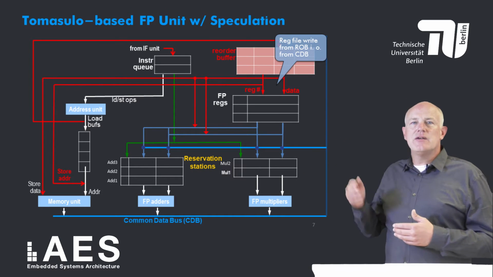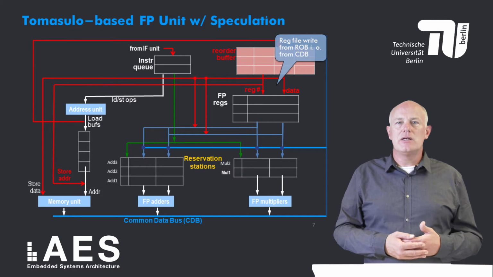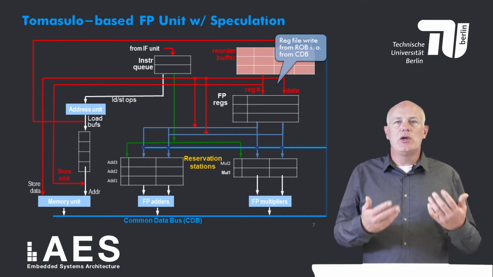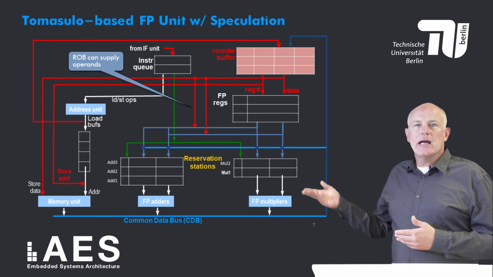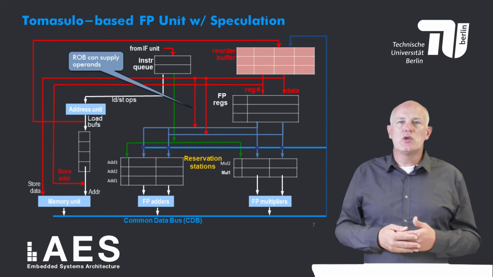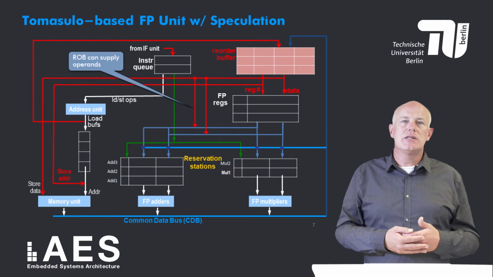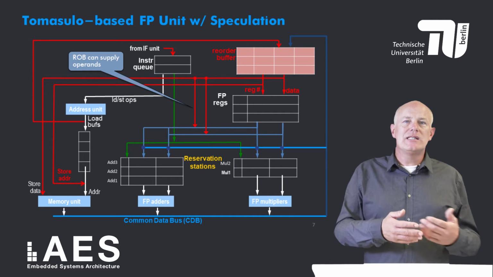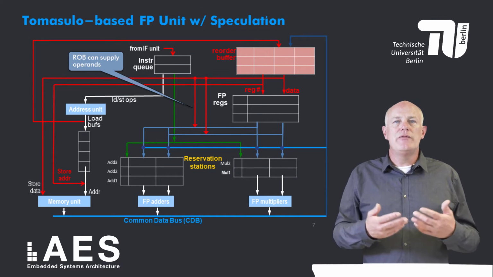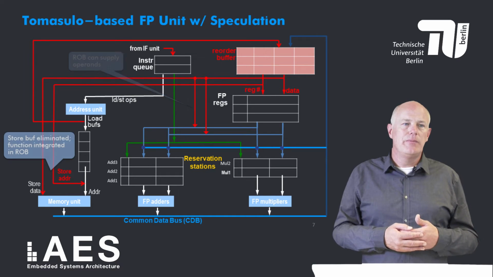First, the register file is written from the reorder buffer instead of from the common data bus. This is to ensure that speculative instructions do not write the register file. Second, the ROB can also supply the operand values in addition to the register file and the common data bus. If the operand values are both in the register file as well as the reorder buffer, we must use the values in the reorder buffer since these are the most recent values.